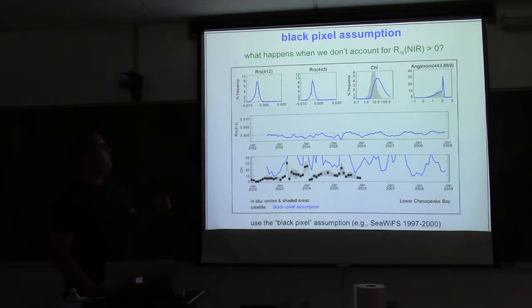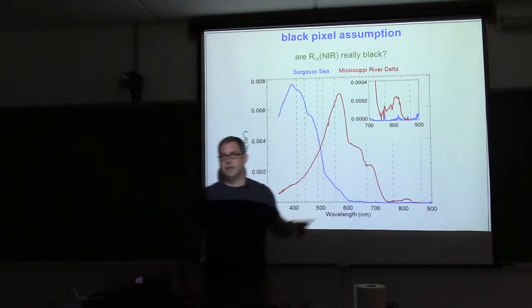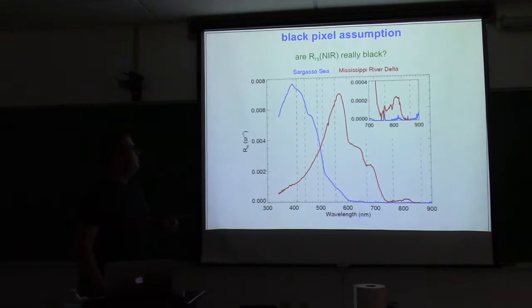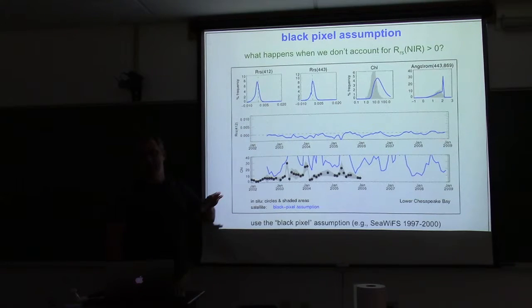So for Chesapeake Bay, if we just assume that the black pixel assumption is correct and assume that this is insignificant, that is negligible, what is the impact of that? So I have a bunch of panels that look a lot like this, so I'm going to walk you through it. This is almost 10 years of MODIS data. All the blue lines will be MODIS data.